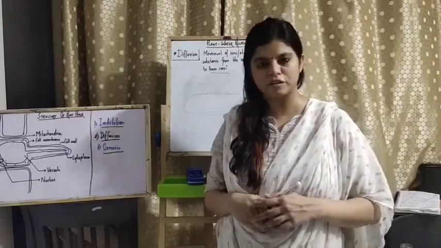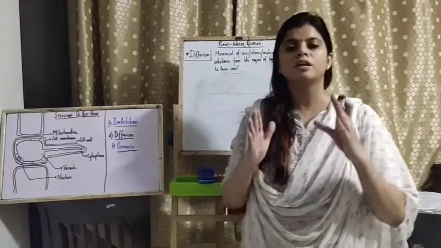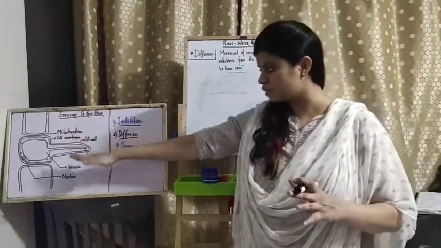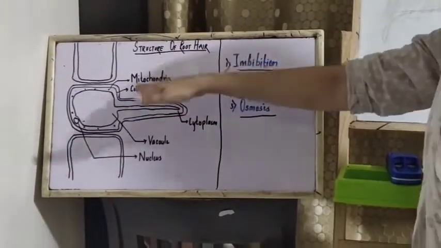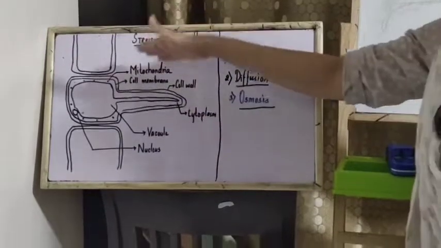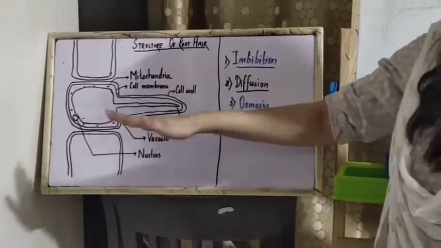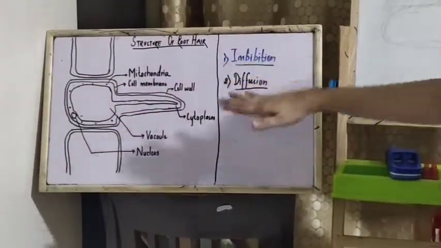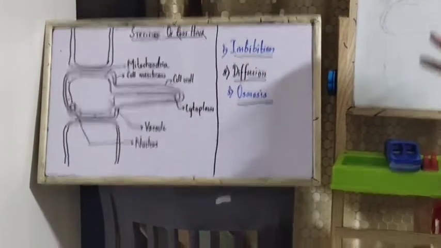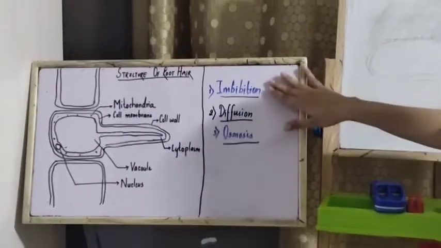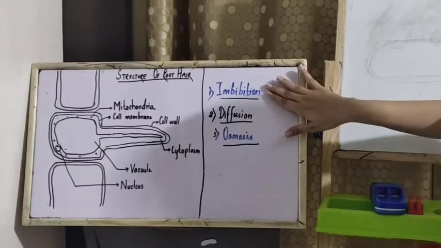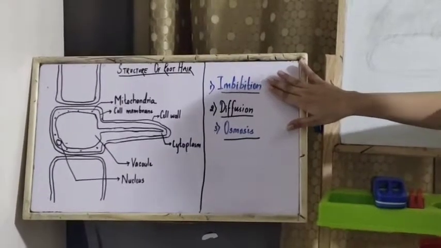In the previous lecture on plant water relations, we studied the structure of the root hair. As you can see here, it comprises the cell wall, the plasma membrane, cytoplasm, mitochondria, vacuole and nucleus. We also studied imbibition, which is one of the modes of absorption of water by the root hair. Let's have a quick recap.